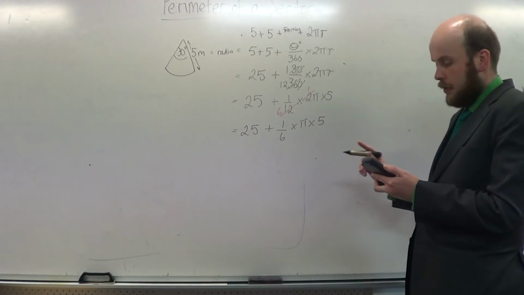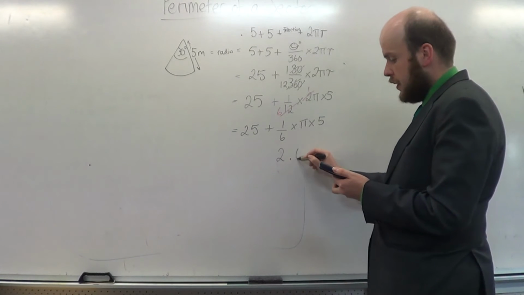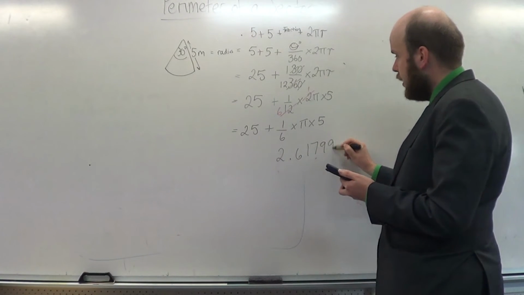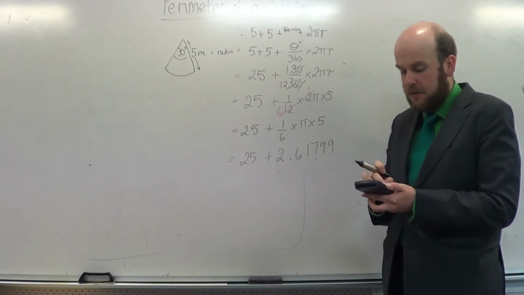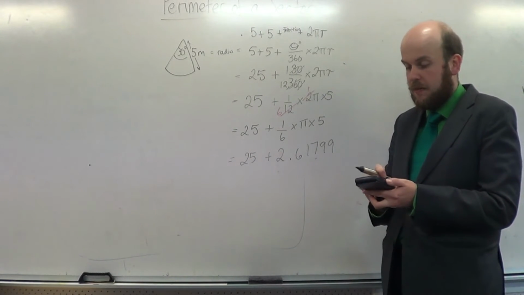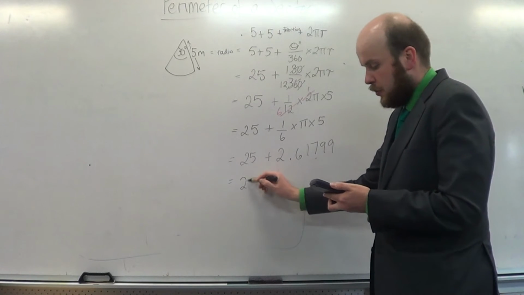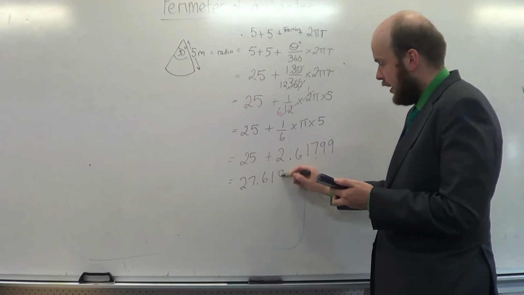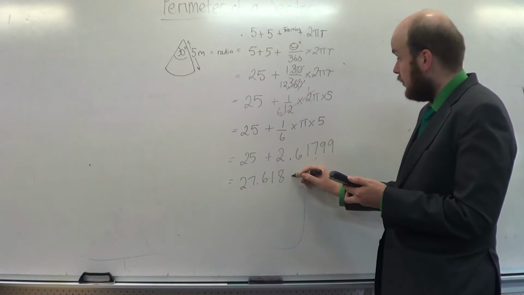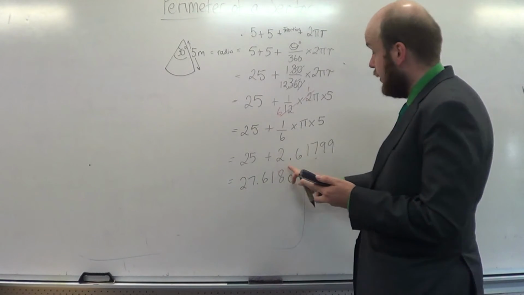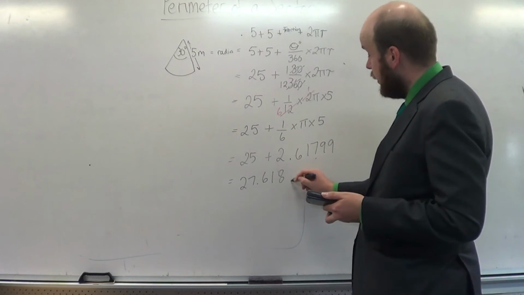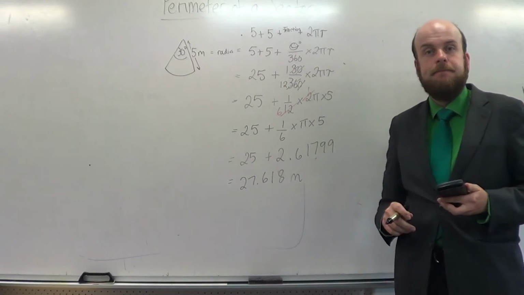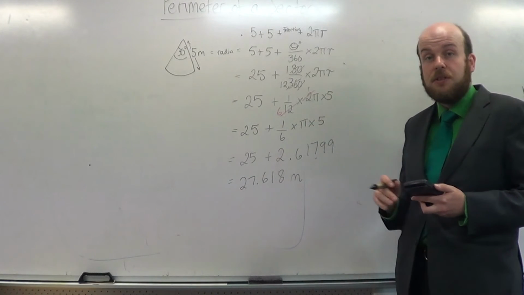1/6 times pi times 5, 2.61799 plus 25. So in my calculator, I'm just going to press the plus sign, 25. Total is 27.618. We'll round it up to 8. This is in meters. I was almost about to write centimeters there, but that would have been wrong and lost a mark. Meters. And that's finding this section there.